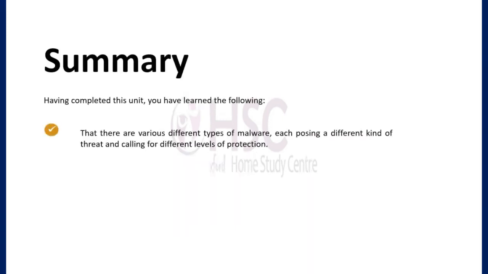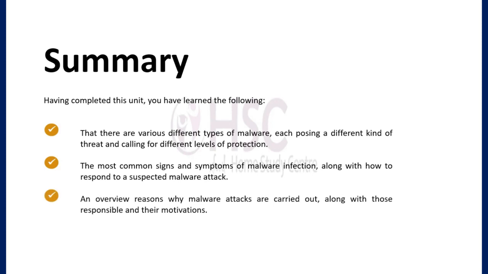Summary. Having completed this unit, you have learned the following: that there are various different types of malware, each posing a different kind of threat and calling for different levels of protection. The most common signs and symptoms of malware infection, along with how to respond to a suspected malware attack. An overview of reasons why malware attacks are carried out, along with those responsible and their motivations.